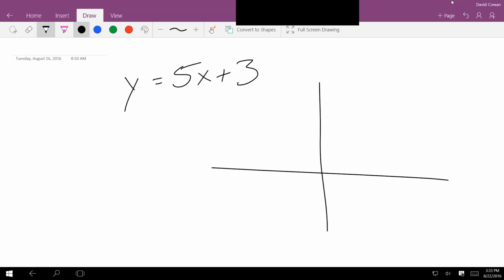Yeah. So you would plot your y-intercept, which is 0, 3. And then plot points using the rise over run, 5 over 1. So I'd go up 5 and to the right 1. Mm-hmm. That would be a fairly steep slope. All right.